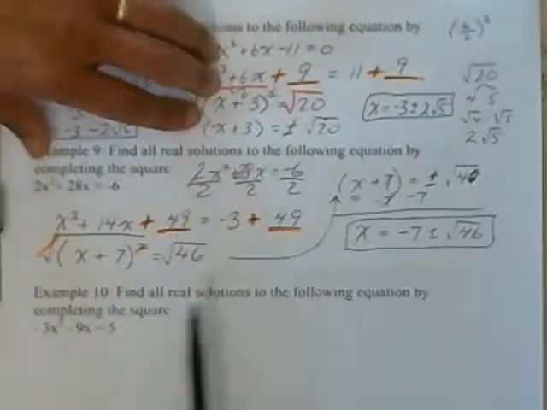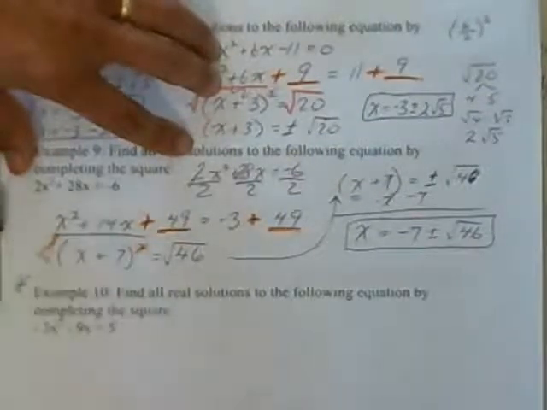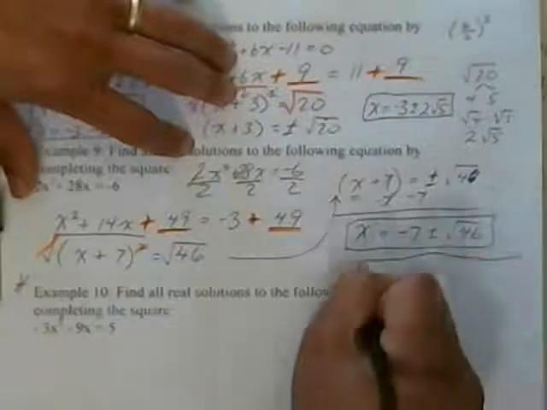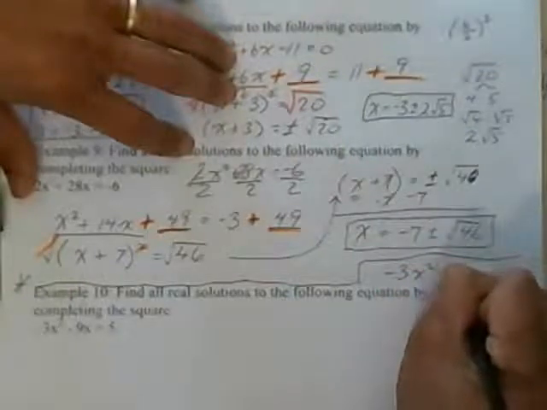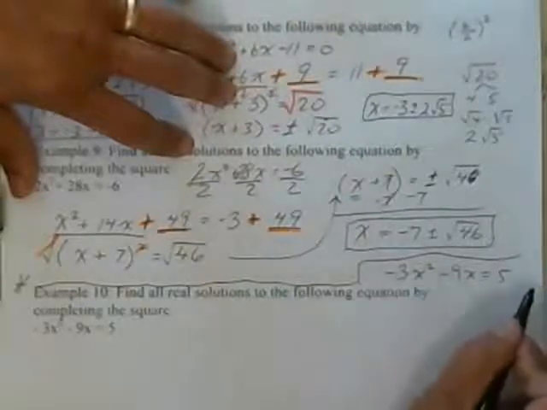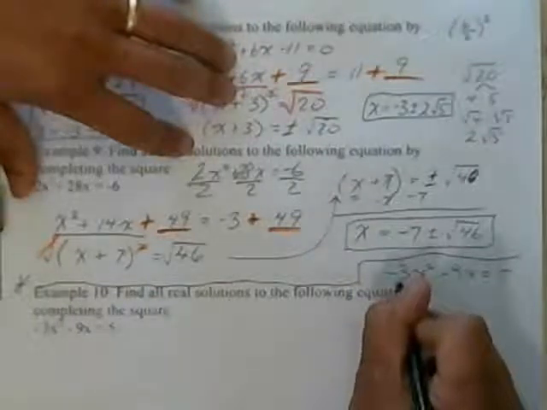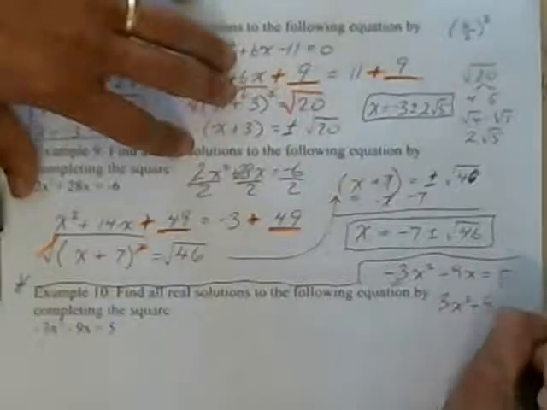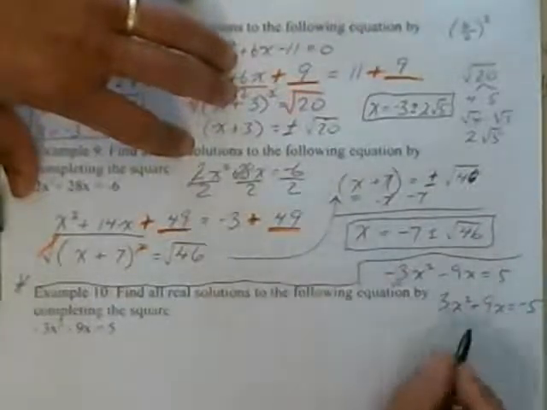Find all solutions to the following equation by completing the square. That's going to be a little bit more difficult, so on example number 10, I'm going to put a little asterisk there. Let's redo this again. So you have negative 3x squared minus 9x is equal to 5. I really don't like this negative, so I'm going to run a negative through. I like this to be a nice positive number, so dividing by negative 1, you end up with 3x squared plus 9x is equal to negative 5. Now I'm going to complete the square on the left side.